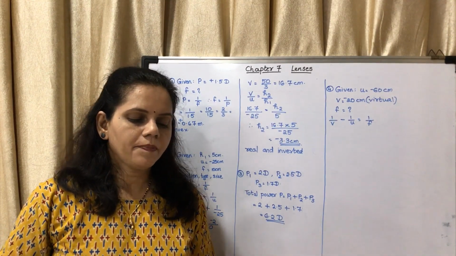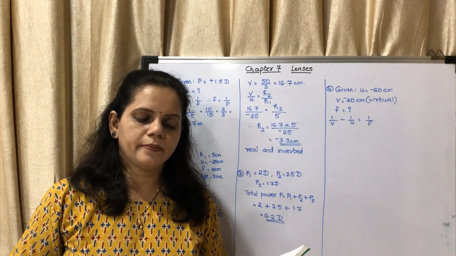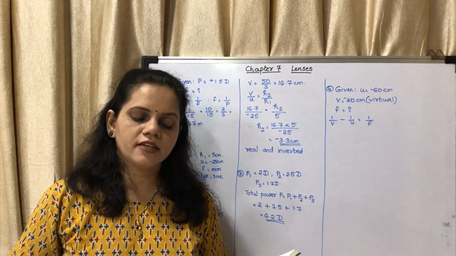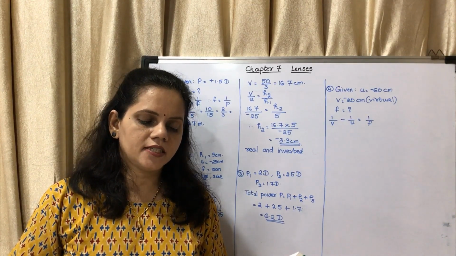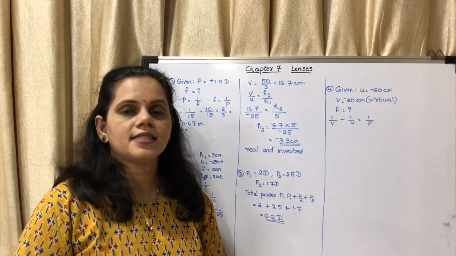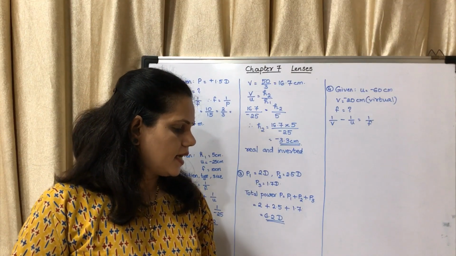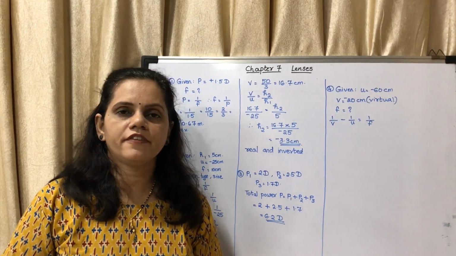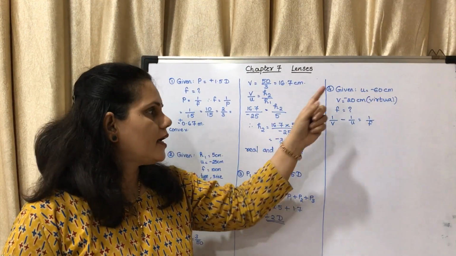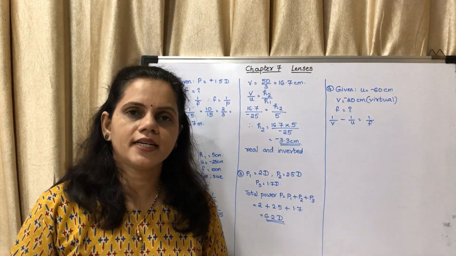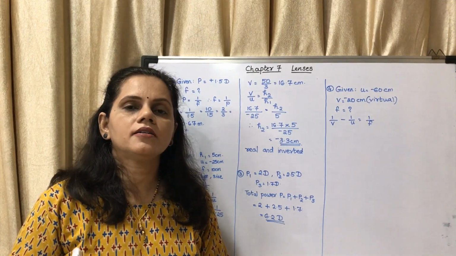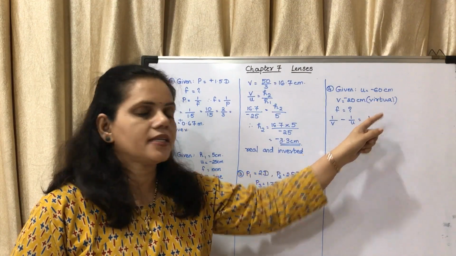Now the last numerical. An object kept 60 centimeter from a lens gives a virtual image 20 centimeter in front of the lens. What is the focal length of the lens? Is it a converging lens or a diverging lens? Okay, so we will see. Given u is equal to minus 60 centimeter. An object is kept 60 centimeter from the lens and u is always minus, so I have taken it as minus. Here the value of v, they have given it as 20 centimeter, but I have taken it as minus 20. Why minus 20? Because they have specified that the image is virtual.